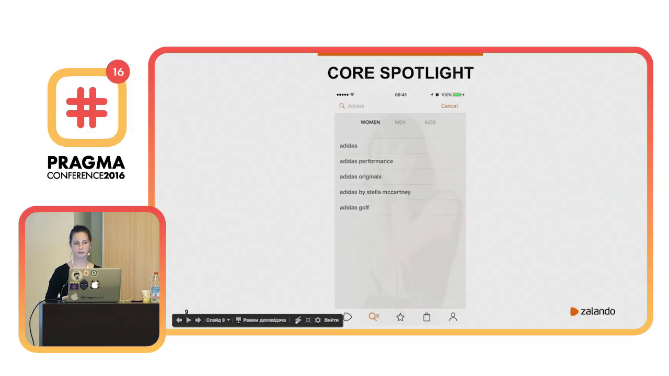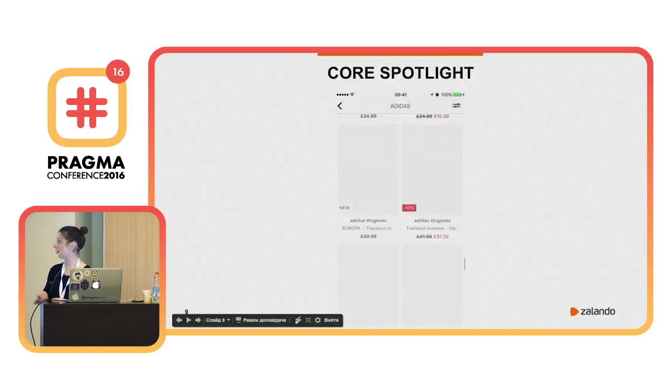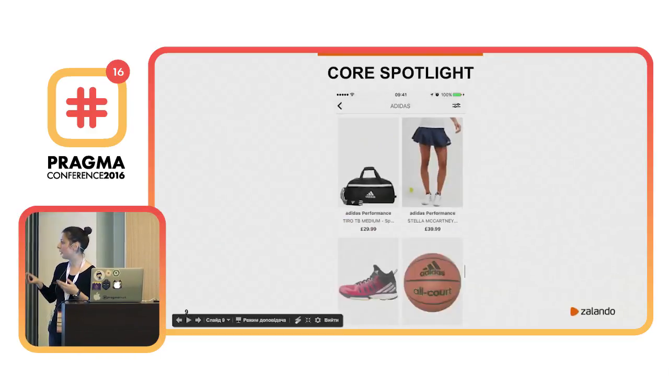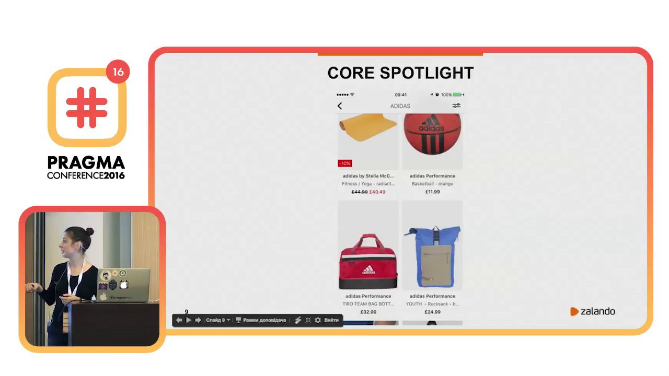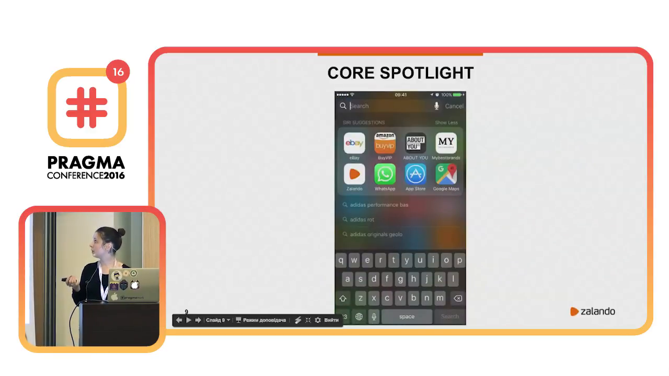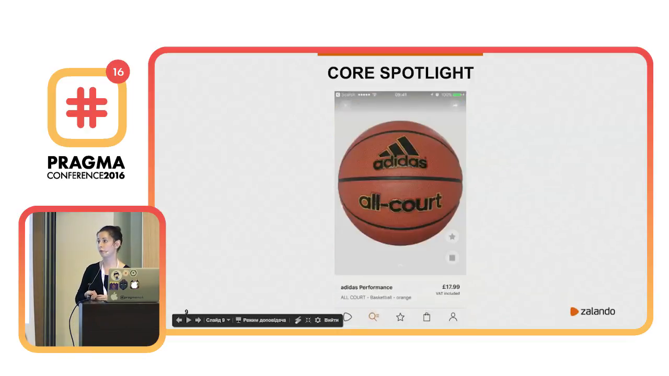How does it look in an application? You go to the application, and you have a catalog with items. Meanwhile, as users scroll, it's indexing these items. I see the ball, Adidas ball, OK. One time, I went to Spotlight, I typed this ball, and I found the result of this Adidas ball there.